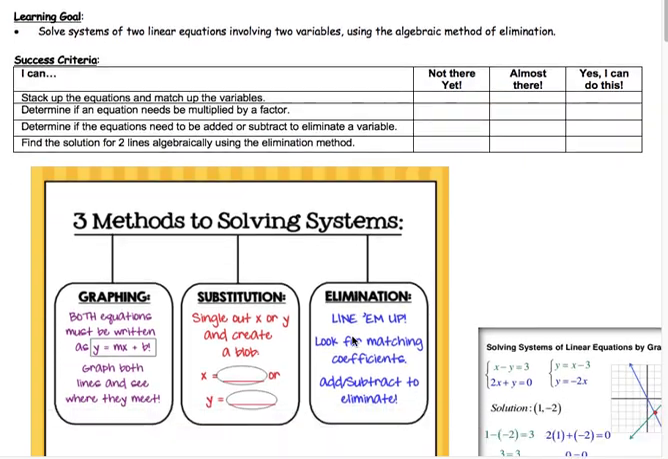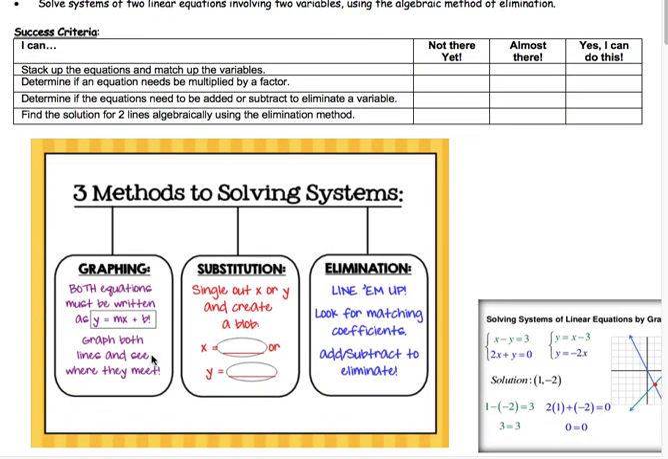So far we have seen the graphing method. What that entails is that you have to change the equations to y equals mx plus b form. Then you take the slope and the y-intercept, graph it, and then there's a point of intersection, and that's the solution to the system. That was in the first cycle.